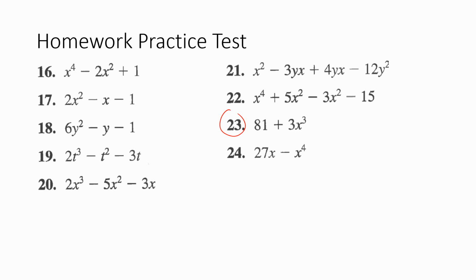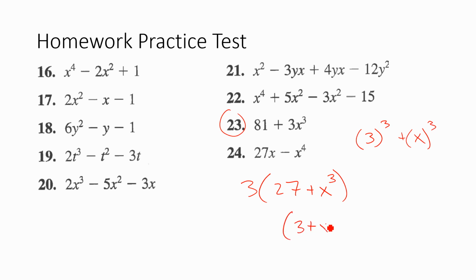Number 23, a 3 is in common, so we'll pull a 3 out front. We're left with 27 plus x cubed. This is a perfect cube. 27 is 3 cubed plus x cubed. So we have 3 plus x, 9 minus 3x plus x squared with a 3 out front.